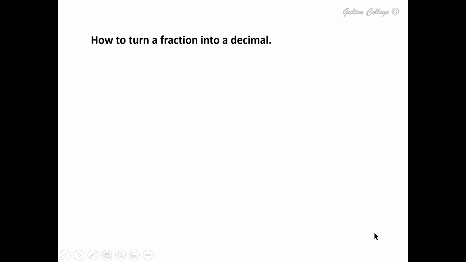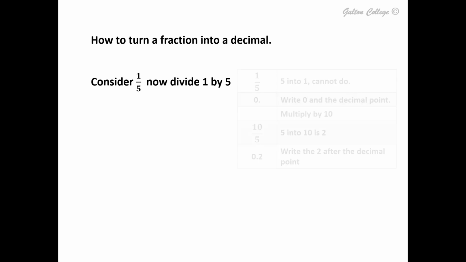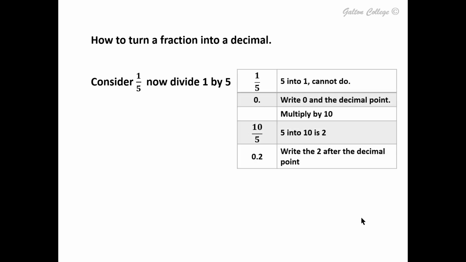Now, we want to try and turn a fraction into a decimal. Consider 1/5. Now, divide 1 by 5. Well, you probably think you can't do that because 5 doesn't go into 1. But like magic, we can. We say 1 over 5, so it's 5 into 1. We can't do that. So write a 0 and a decimal point.